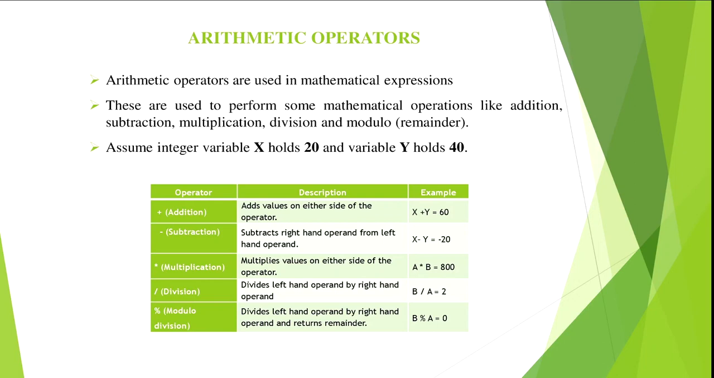Subtraction subtracts the right hand operand from the left hand operand. 20 minus 40 is equal to minus 20. For multiplication we get the result 800, and for division we get the result 2. For modulo division we get the result 0 because 40 divides by 20 with no remainder. The modulo operator finds the remainder after the division, and you get the remainder as 0.